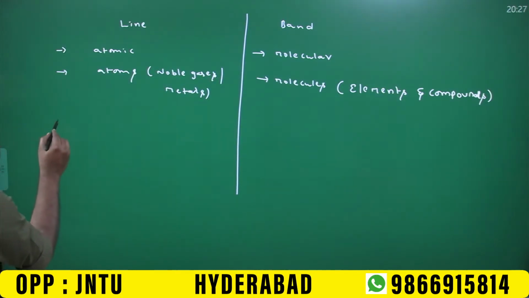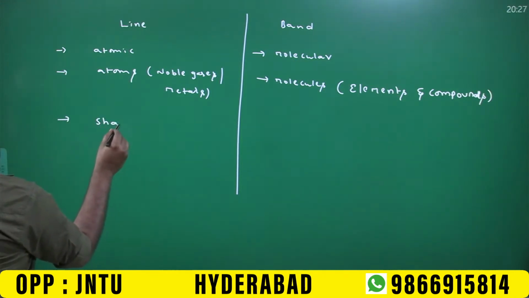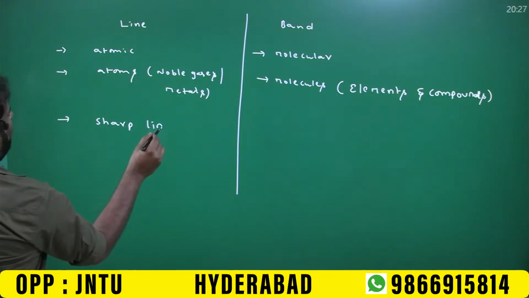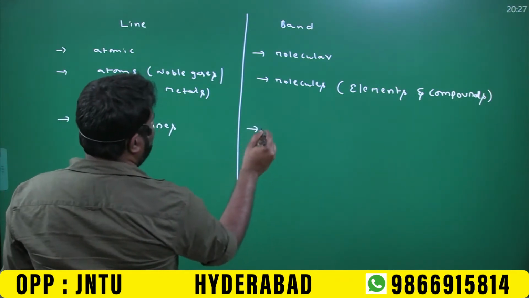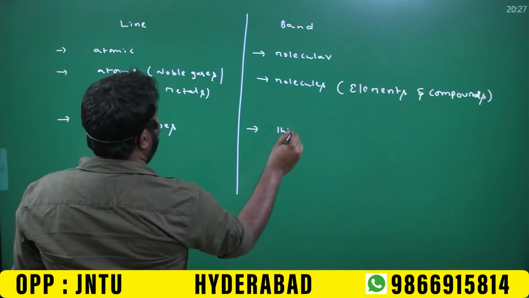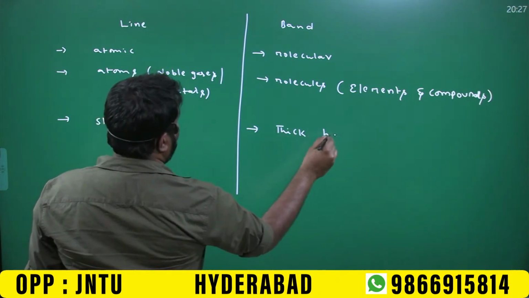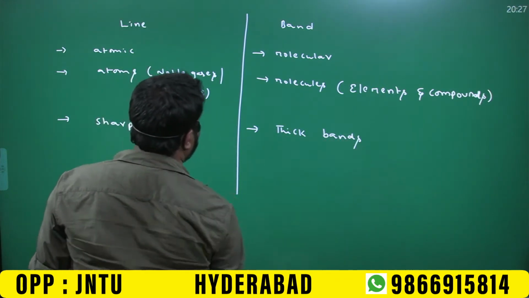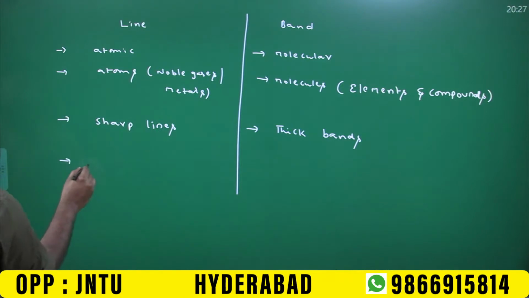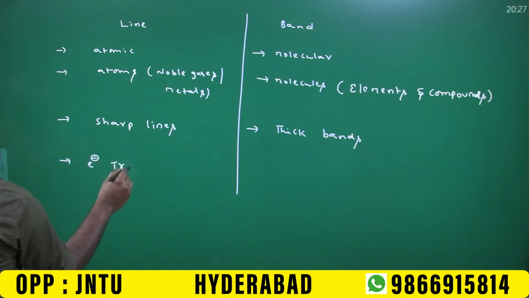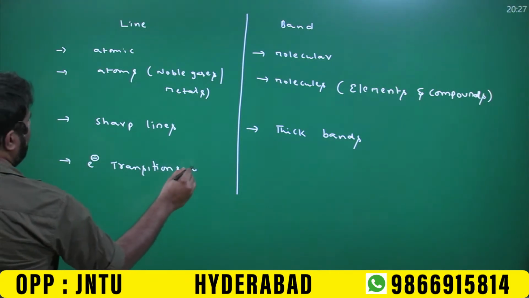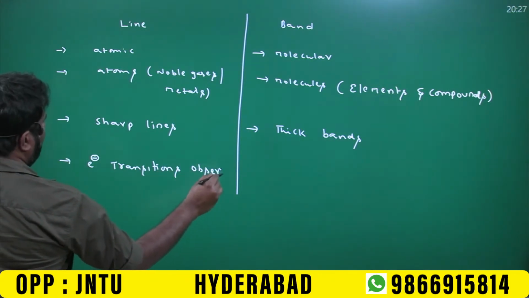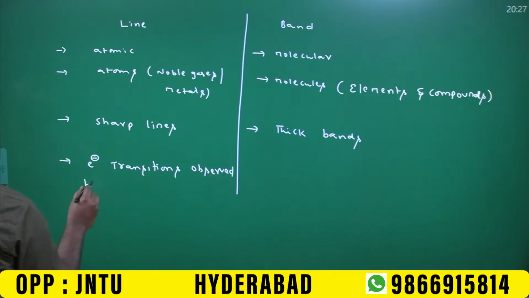Next. Sharp lines we are getting in the spectrum. Spectrum lo em form aithenana sharp lines. Indulo em form aithenani ante thick bands. Here you can find the electron transitions. Electron transitions ఎవరి మధ్య జరుగుతాయి అంటే transitions observed between energy levels.